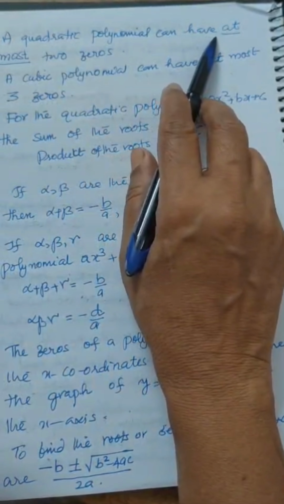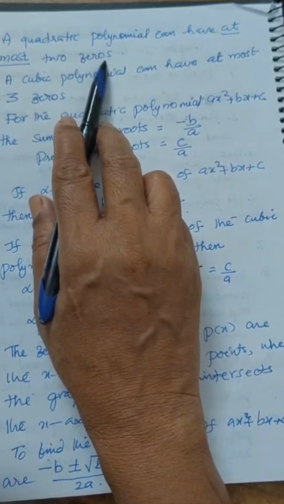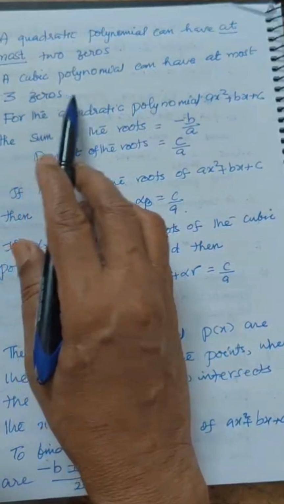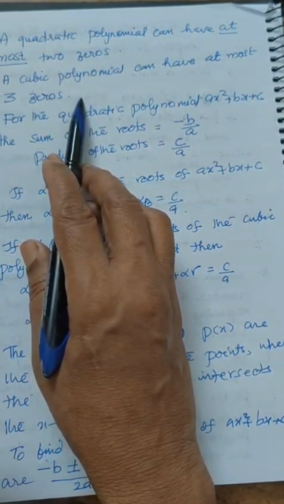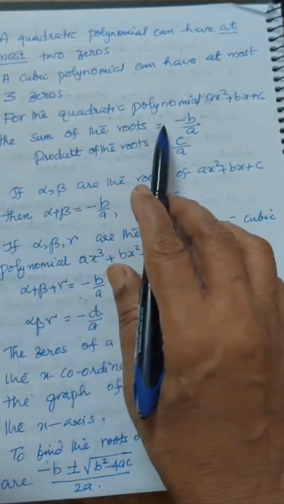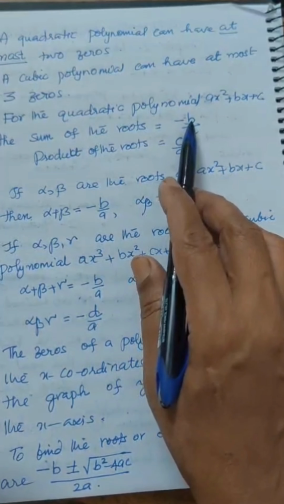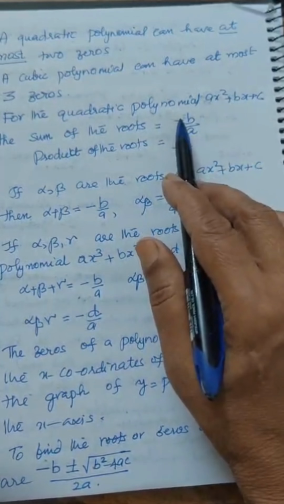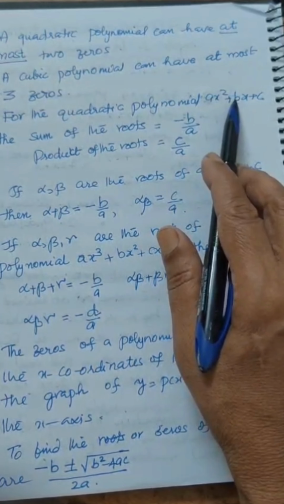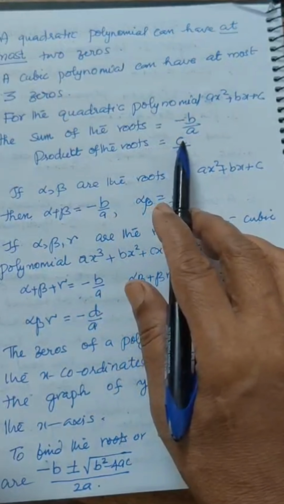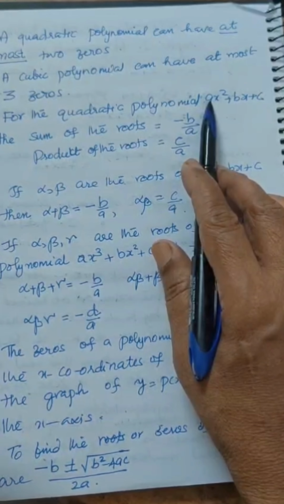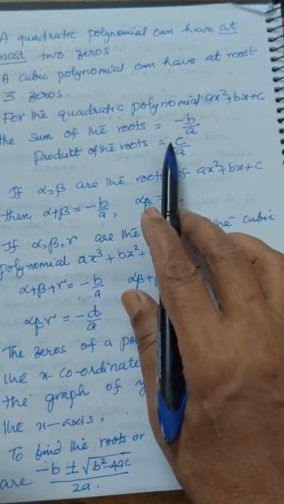A quadratic polynomial can have at the most 2 zeros. And remember, a cubic polynomial can have at the most 3 zeros. Now, for the quadratic polynomial ax square plus bx plus c, the sum of roots is always minus b by a. What is minus b by a? Minus of the coefficient of x divided by the coefficient of x square. This is b, this is a. And the product of roots equals c by a, the constant term divided by the coefficient of x square. So always you have to remember these results.